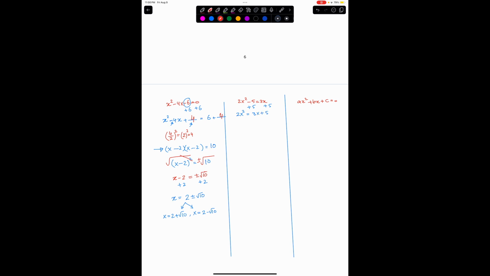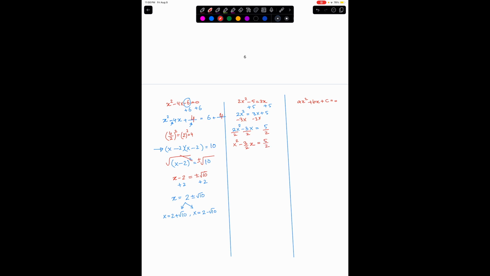Now I want to bring the 3x with the 3x. So I'm going to subtract 3x from both sides. I get 2x squared minus 3x equals 5. Now, I want the leading coefficient to be 1, so I will divide every term by 2. So you'll have x squared minus 3 over 2 x equals 5 over 2.